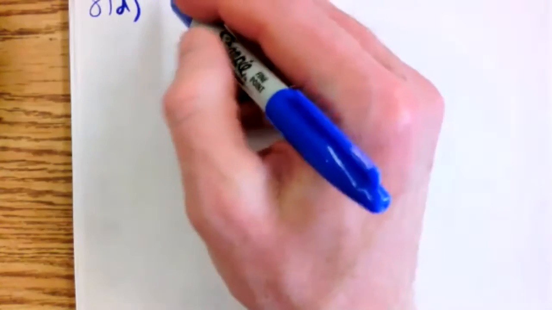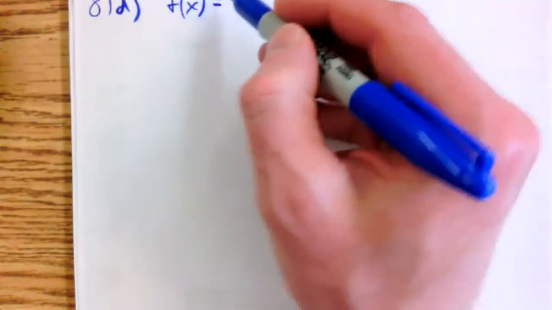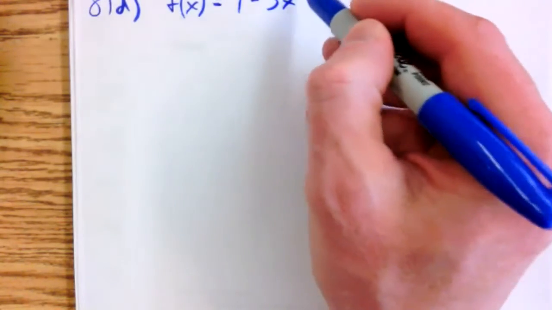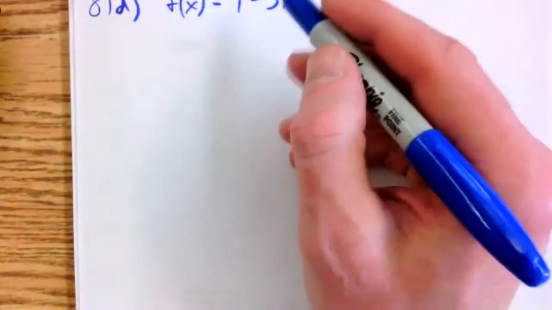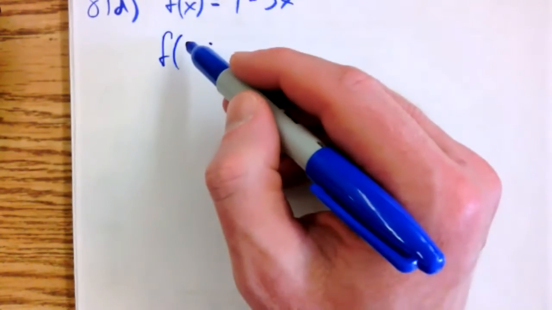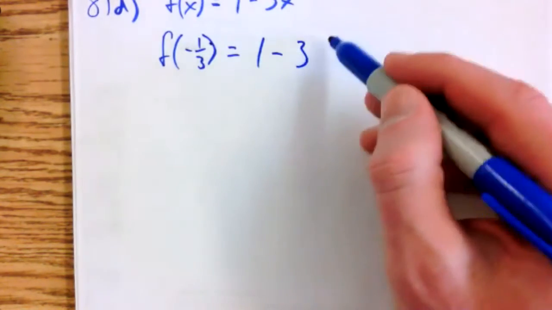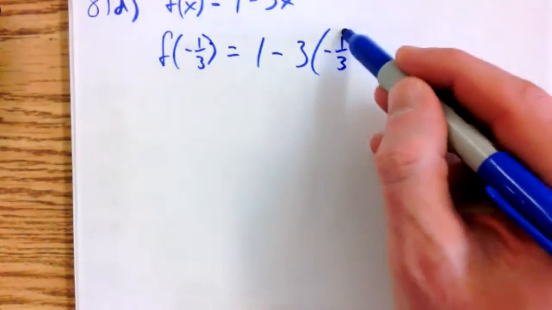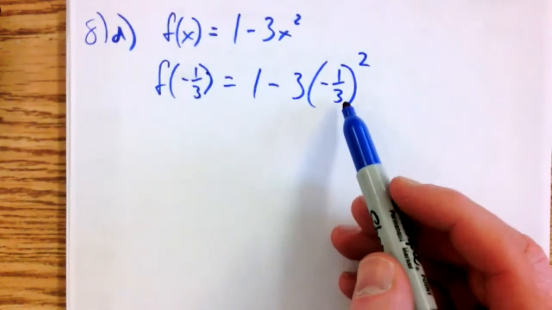8D. Okay, so 8D. f of x equals 1 minus 3x squared. And then f of negative 1 over 3. So equals 1 minus 3 times negative 1 over 3 squared. So you're just plugging it in for whatever the x is.